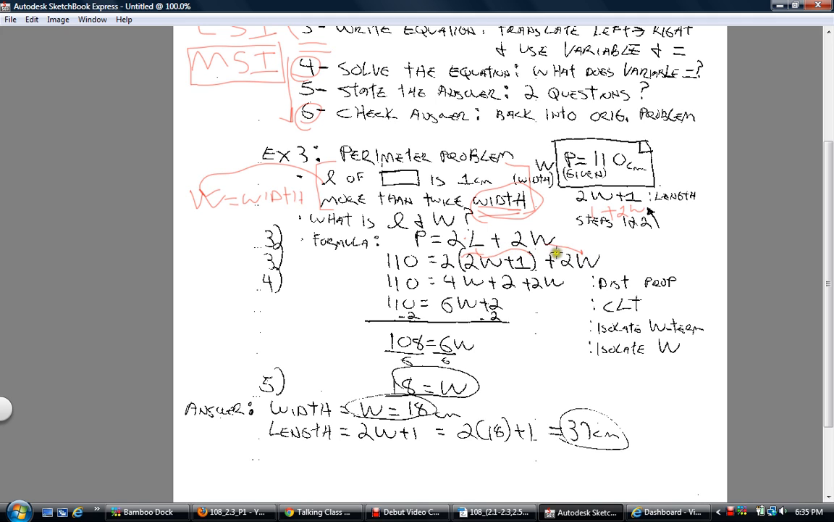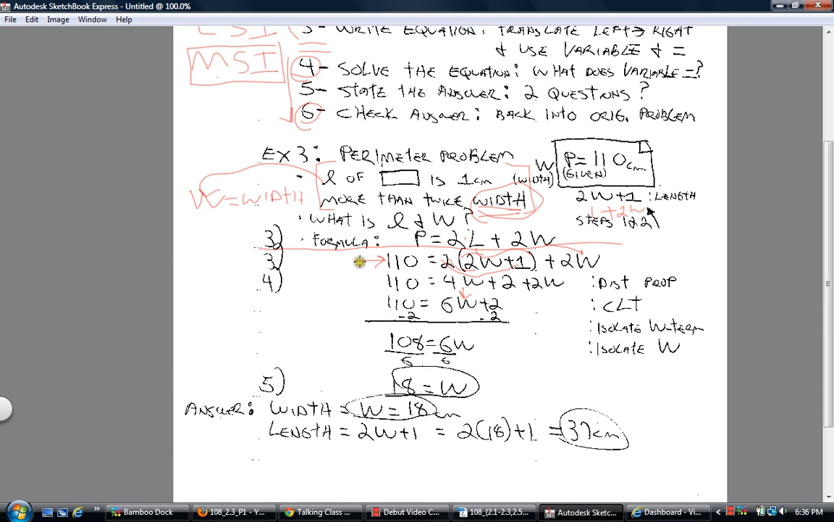Now here's your W. And now that you've got an equation with one variable, 110 centimeters given for the perimeter, 2 times (2W plus 1), that's representing the length, plus 2 times the width, that's from the original equation, you now can start step 4 and go ahead and isolate and solve for W. Okay, distributive property gives you 4W plus 2. And I got another 2W, so I've got 4W plus 2W is 6W plus 2 equals 110. Isolate your W, minus 2 on both sides. You get 108 equals 6W.